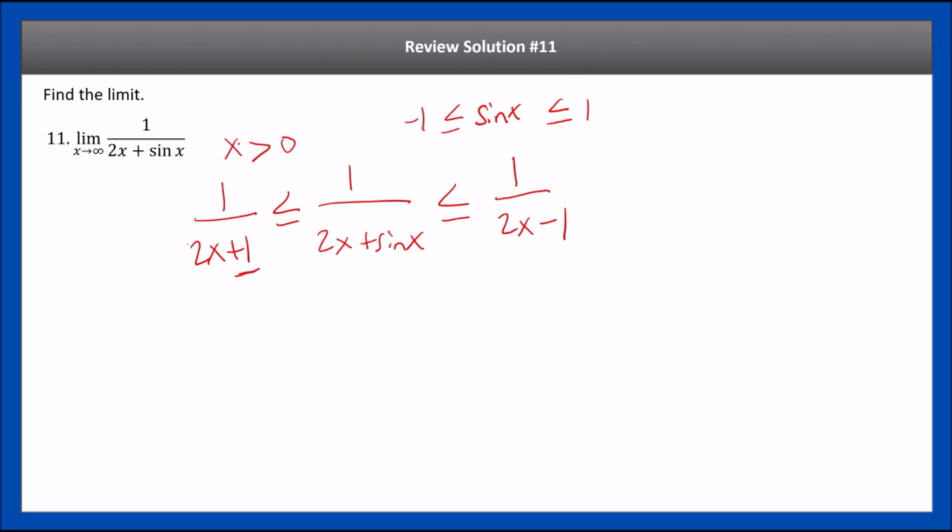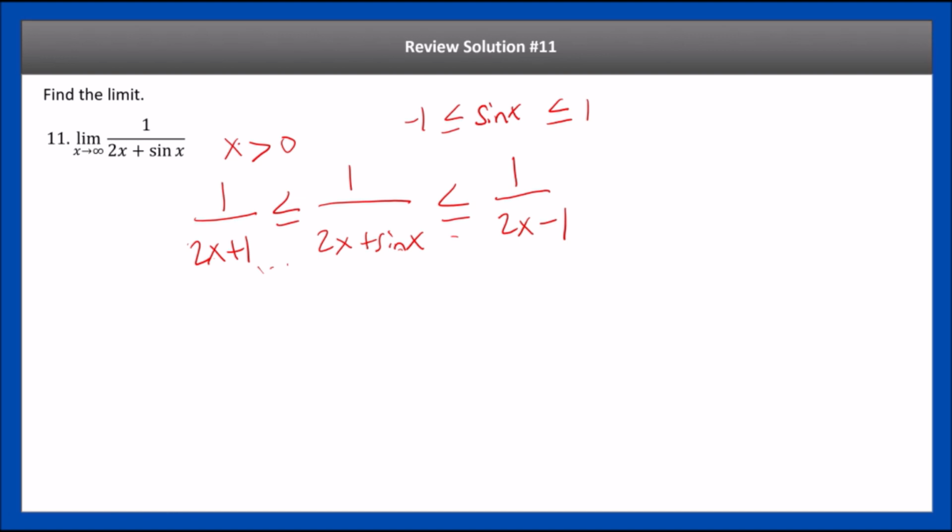Now, if sine of x is -1 at its smallest, well, then that's going to make the fraction bigger, right? A smaller denominator means a bigger fraction. And if sine is 1 at its largest, then that's going to make the denominator larger, which is going to make the fraction smaller. So we're going to say essentially that this is between those two functions, right? Okay, so just kind of using that logic there.